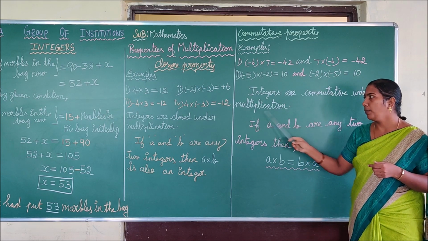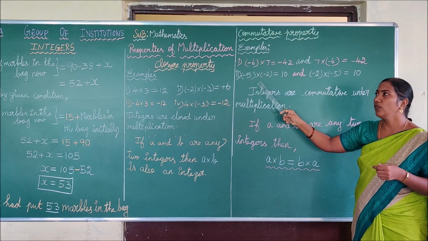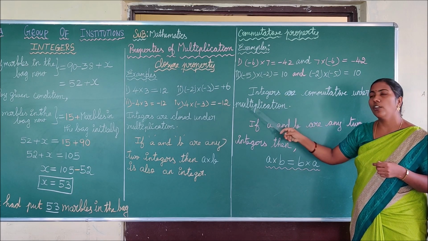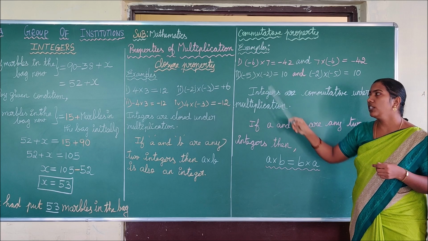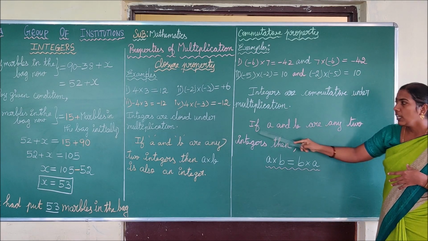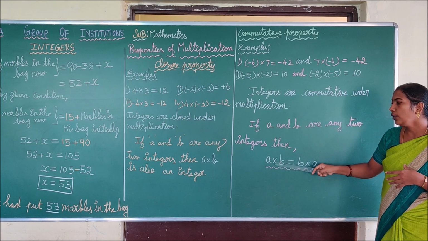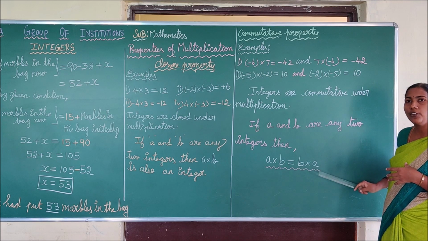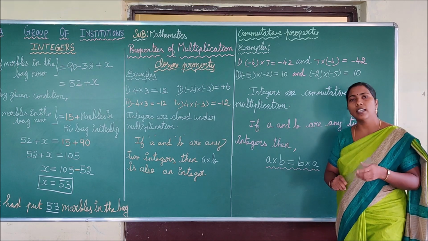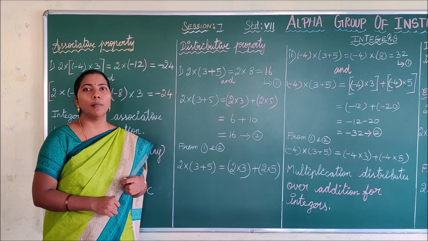The reason we are writing multiplication here is that we have used the operation multiplication. Suppose if we use addition, you have to write addition here. Subtraction means here you have to write subtraction. Division means here you have to write division. It's clear, children? Thus, we can give the definition as: if a and b are any two integers, then a into b is equal to b into a. That is, 2 into 3 is equal to 3 into 2. Is it clear, children? Next we are going to see the associative property for multiplication.